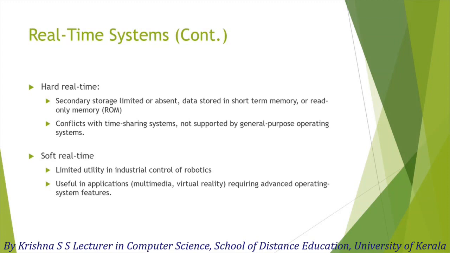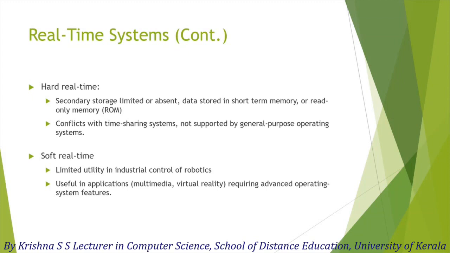Soft real-time system is a less restrictive type of real-time system where a critical real-time task gets priority over other tasks and retains that priority until it completes. As in hard real-time systems, the operating system kernel delays need to be bounded. A real-time task cannot be kept waiting indefinitely for the kernel to run it. Soft real-time is an achievable goal that can be mixed with other types of systems.